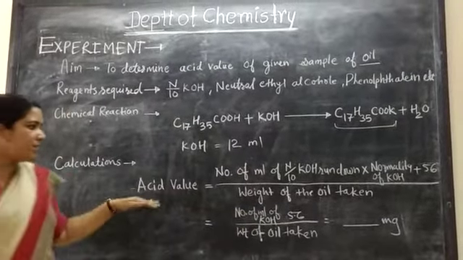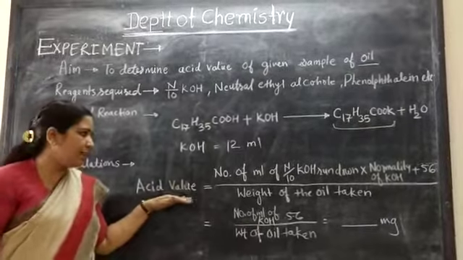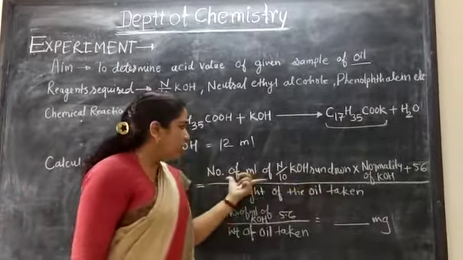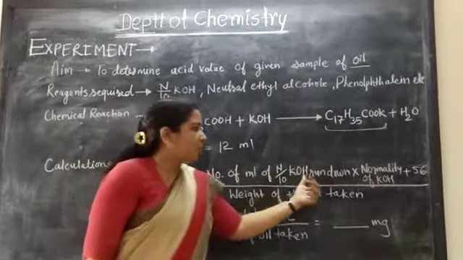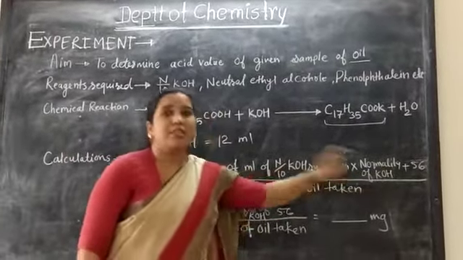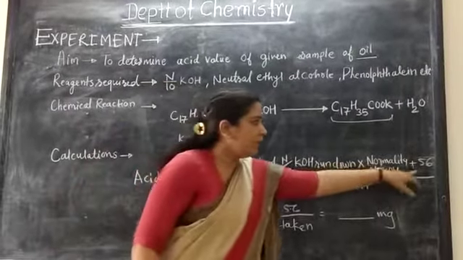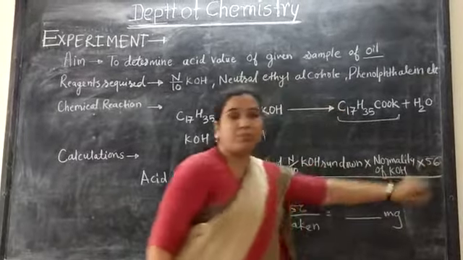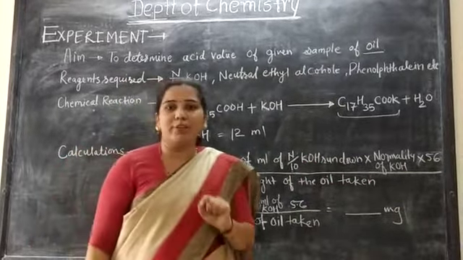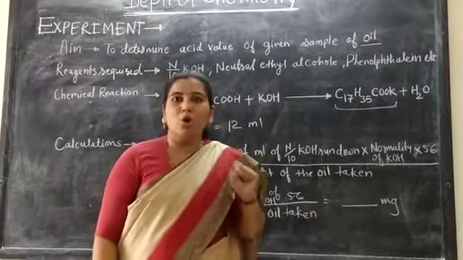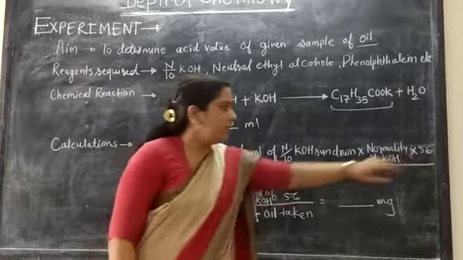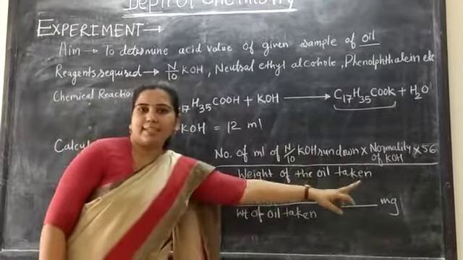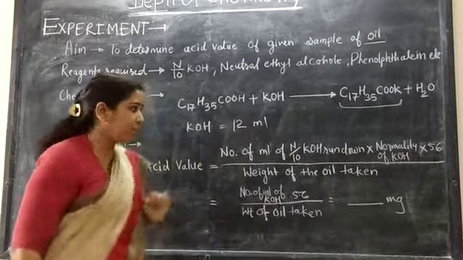Now you can see the formula for acid value: number of ml of N/10 KOH run down, so 12 ml, into normality of KOH, which is 0.1, into 56. So 56 is the molecular weight of KOH: potassium 39, oxygen 16 and hydrogen 1. In this way it is 56. And divided by weight of the oil taken. So I took the oil 5 gram.